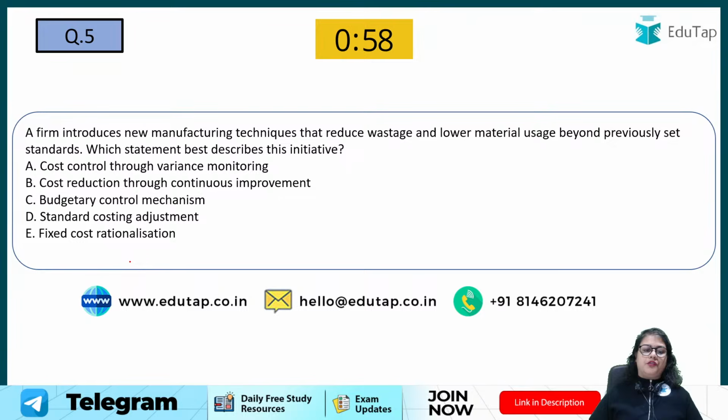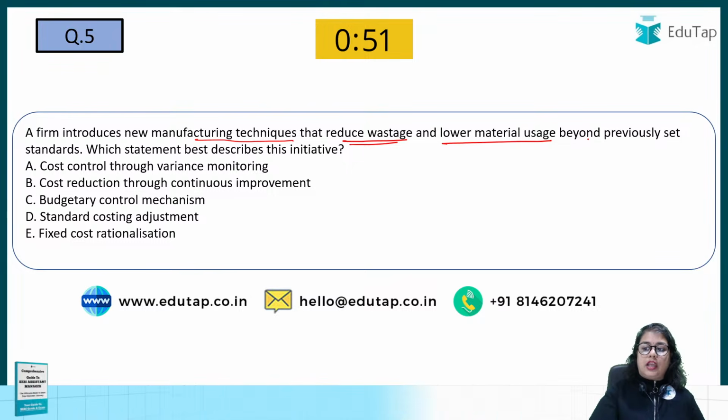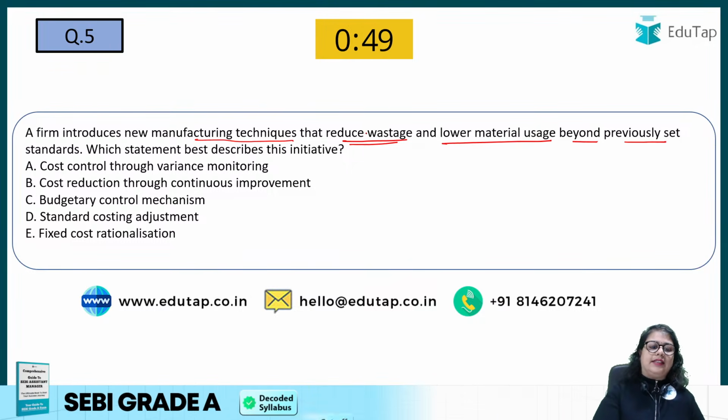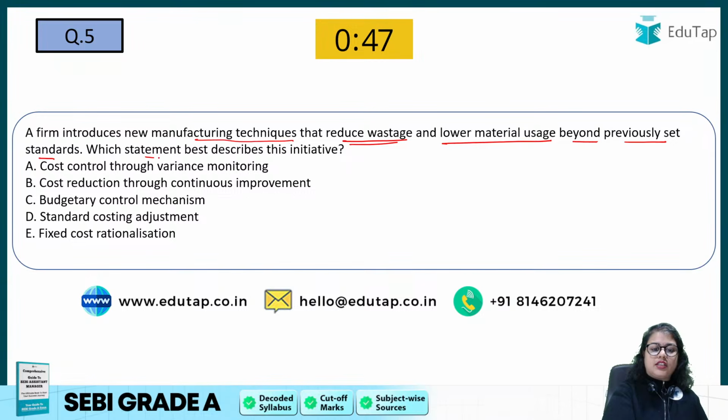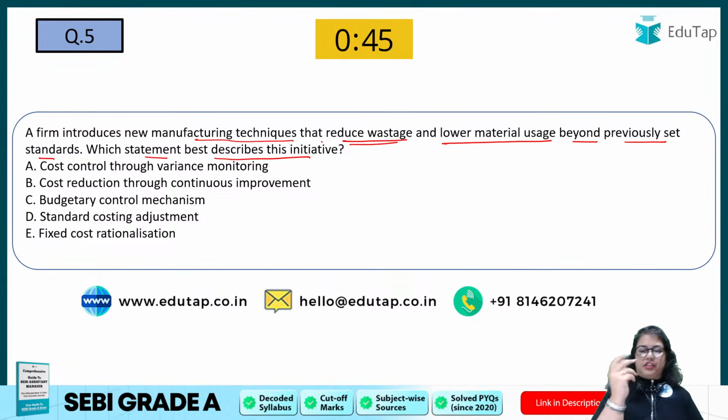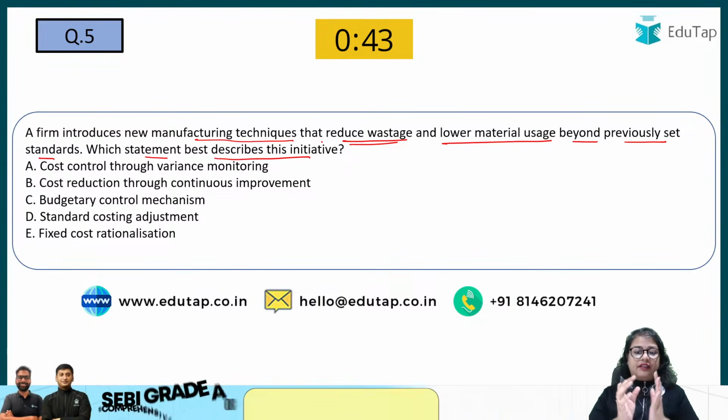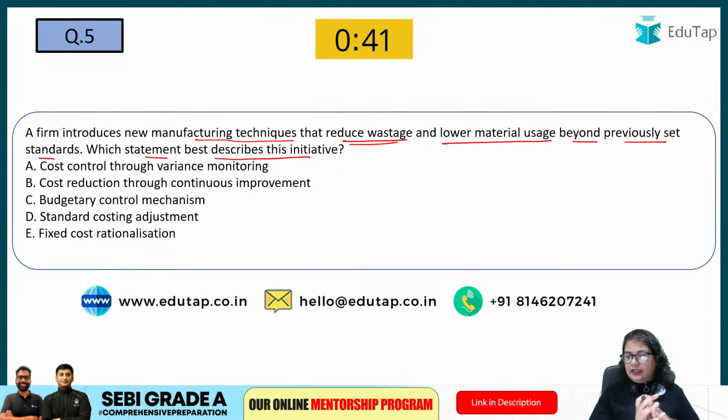A firm introduced new manufacturing techniques that reduces waste and lowers the material usage beyond previously set standards. So which statement best describes this initiative? Now look at this statement very, very carefully. Do not hurry and just give me the answer. इस statement को अच्छे से पढ़ो.